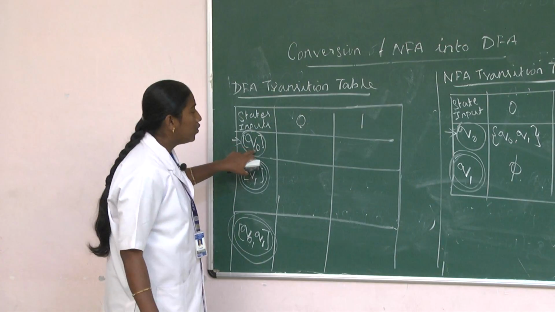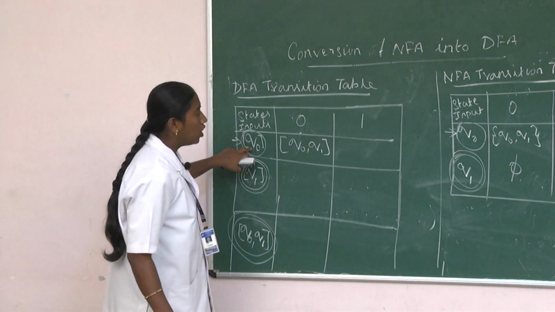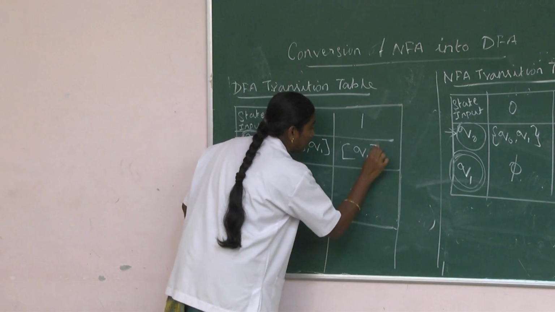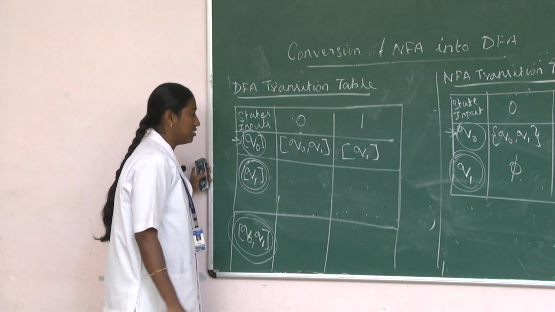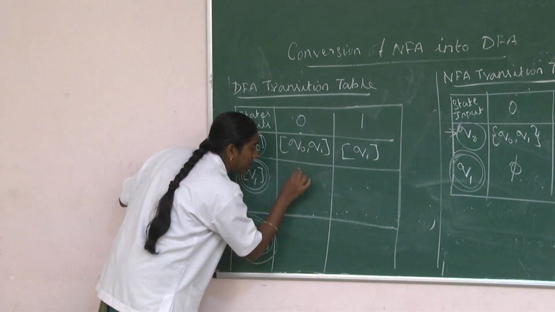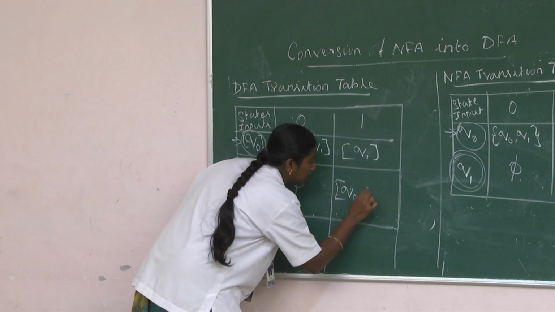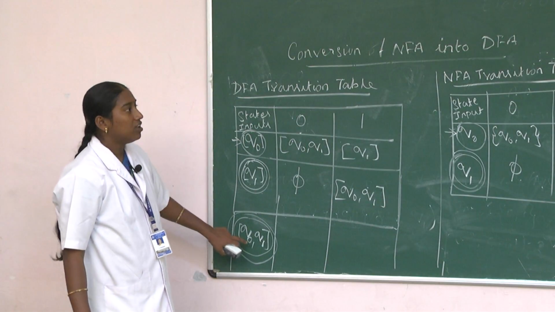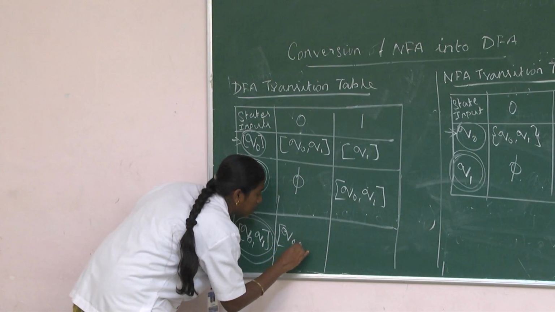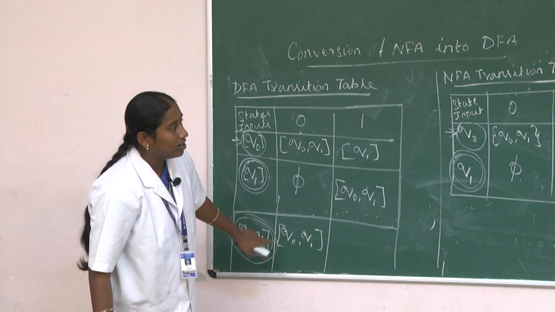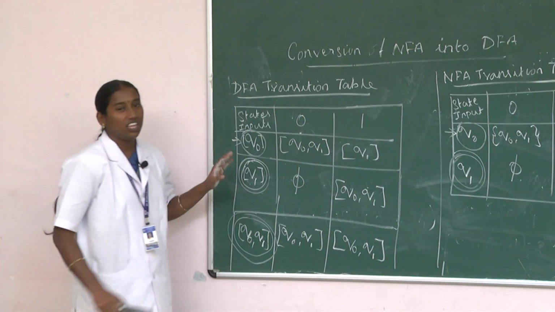Now you see, if you give Q0 comma 0, it will go for Q0 comma Q1. For Q0, if you give 1, it will go for Q1. So now I am constructing the DFA transition table. A state should be represented only with these square brackets. For Q1, if you give 0, there is no state, so it is represented as phi. For Q1, if you give 1, it will go for Q0 comma Q1. For this new state Q0 comma Q1, if you give 0, it will go for Q0 comma Q1. For 1, it automatically goes for Q0 comma Q1. So this is the DFA transition table.